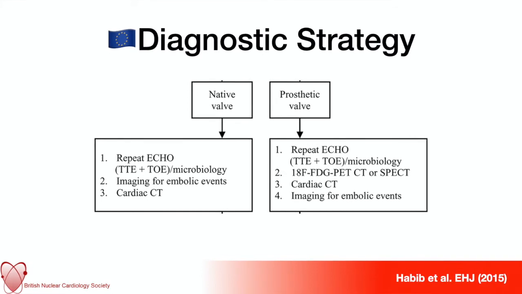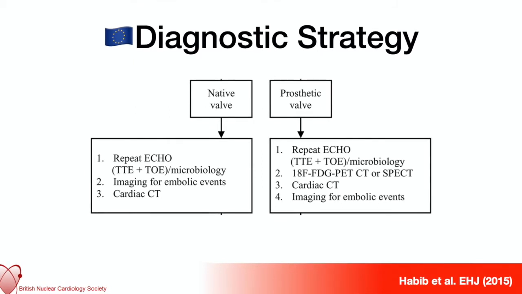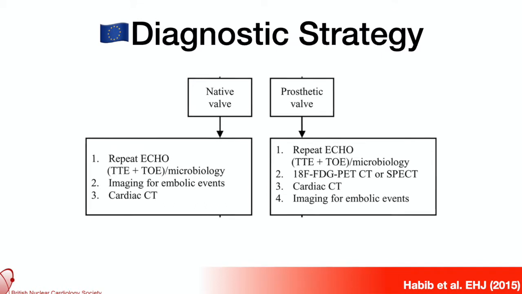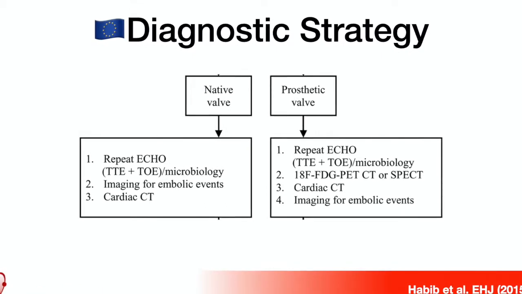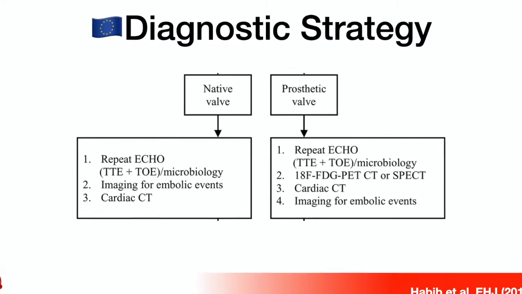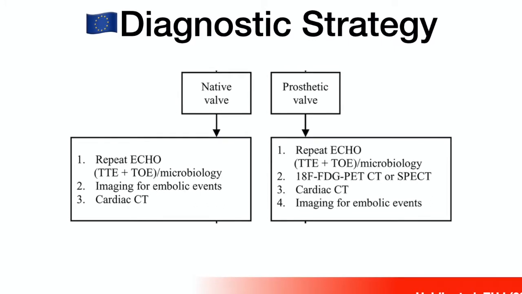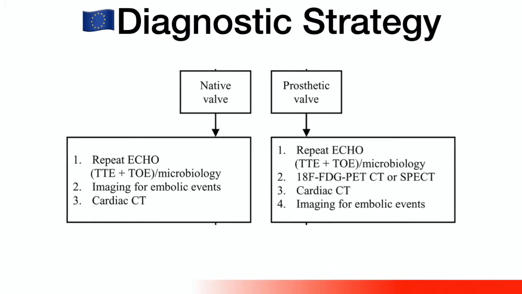And the role for imaging differs as to whether you've got a native valve or a prosthetic valve, like the patient in the case. So for a prosthetic valve patient, repeat the echo, transthoracic or transesophageal if you can, repeat the microbiology, and then it recommends FDG PET or white cell labeled SPECT scanning, cardiac CT, and/or imaging for embolic events. Whereas if you have a native valve and you still have possible endocarditis, again, repeat the echo, transthoracic or transesophageal, repeat the microbiology, image for embolic events, and request a cardiac CT.